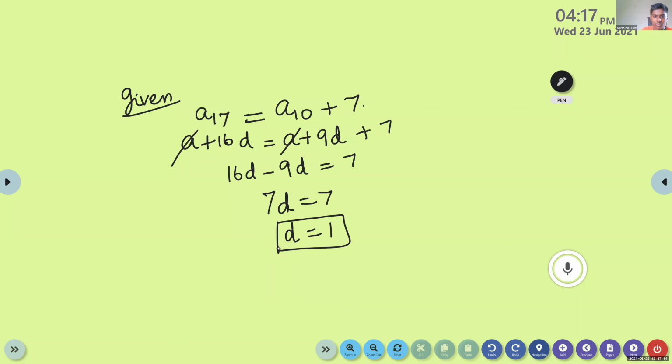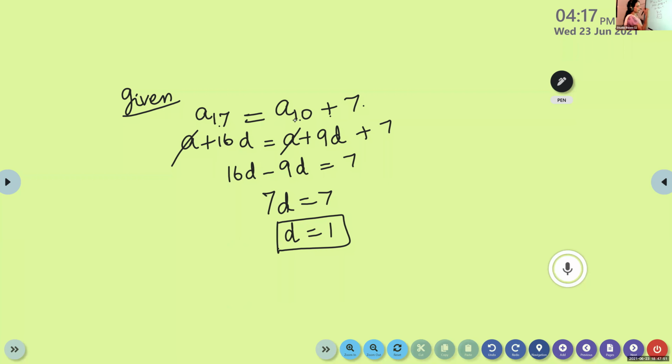Can you explain one more time? It is given A17 is A10 plus 7. From the beginning: the 17th term exceeds the 10th term by 7. So we are writing A17 as A10 plus 7. What is A17? A plus 16D equals A10, which we can write as A plus 9D plus 7.